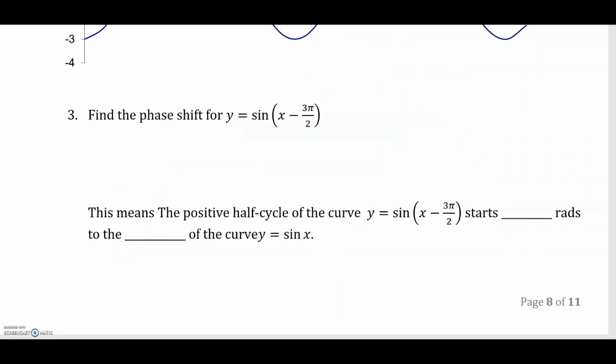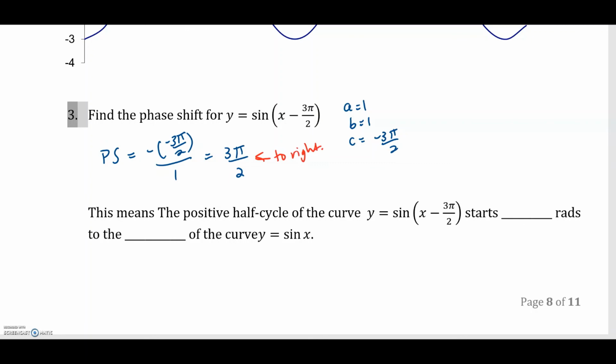We have another example here that says find the phase shift for y is equal to sine of x minus 3 pi over 2. From quickly examining this equation, we see that a is equal to 1, b is equal to 1, and c is equal to negative 3 pi over 2. Therefore, our phase shift is equal to negative negative 3 pi over 2 divided by 1, or just 3 pi over 2. We know from what we learned in Module 1, because we have a negative value here within the equation, that our phase shift will be to the right, and that's what we've also calculated, to the right. So this means that the positive half cycle of the curve starts at 3 pi over 2 radians to the right of the curve y is equal to sine x.